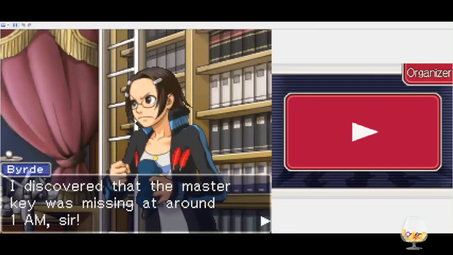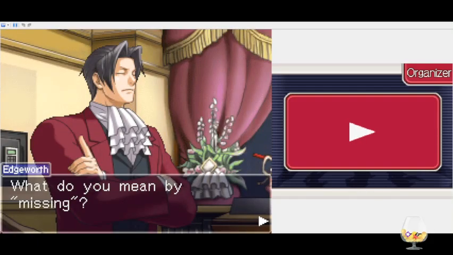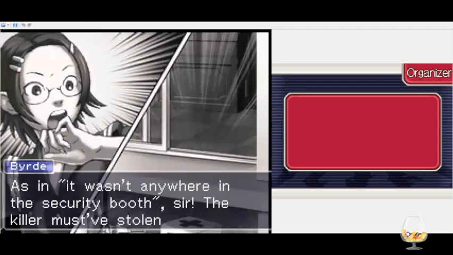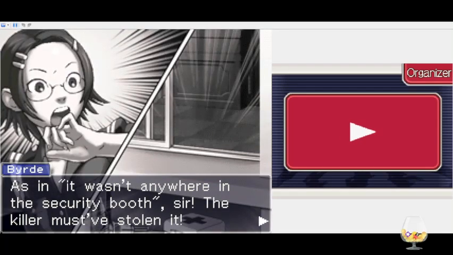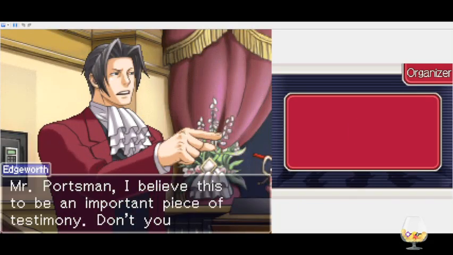I discovered that the master key was missing at around 1 AM, sir. Ah. What do you mean by missing? As in, it wasn't anywhere in the security booth, sir. The killer must have stolen it. I see. Mr. Portsman, I believe this to be an important piece of testimony, don't you?